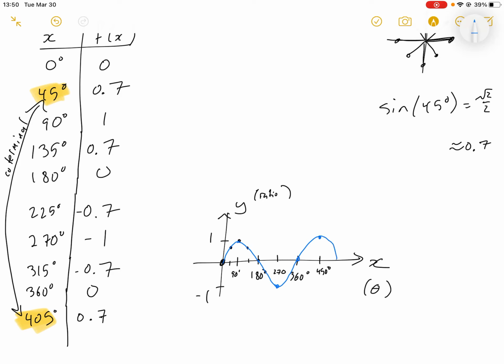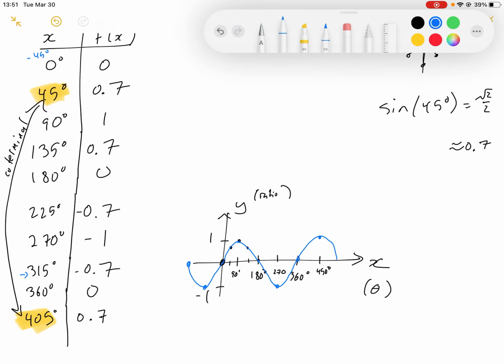And so then it's going to come back around again. Additionally, we could look at negative angles, so I could do negative 45 degrees, and that's going to be coterminal with 315. And so that would be kind of going back this way. I'd end up with a graph like this.